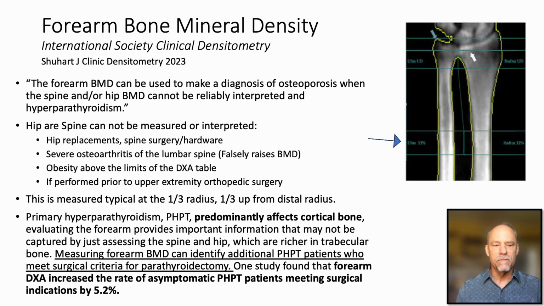One study found that forearm DEXA increased the rate of asymptomatic treatment by 5.2%. So you take a patient that has a marginally elevated calcium and an elevated PTH. They have reasonable bone density in their hip and in their spine, so they don't have that indication yet for surgery. But if they have profound osteoporosis in the wrist, that would be an indication then to remove the parathyroid glands.